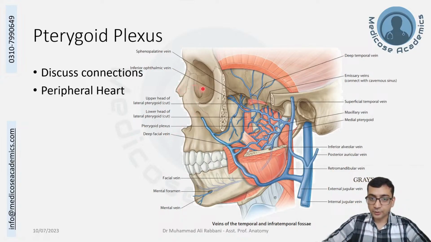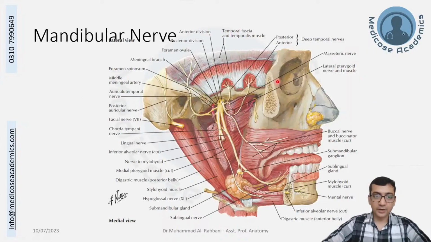This area is connected through ophthalmic veins to the cavernous sinus, and the lower area is connected through the pterygoid venous plexus to the cavernous sinus. So this is about the pterygoid venous plexus.